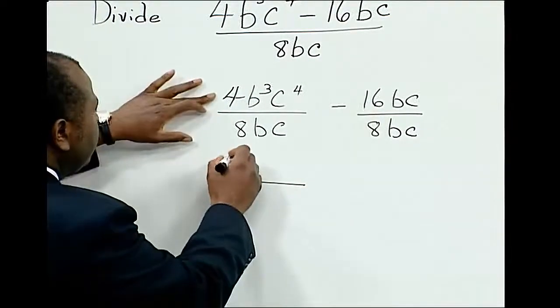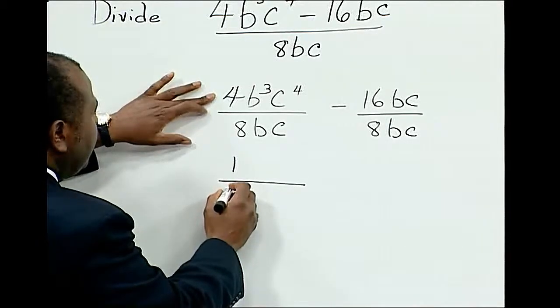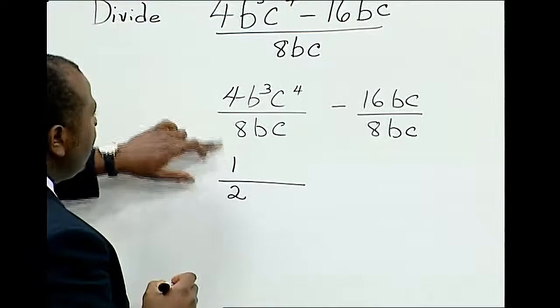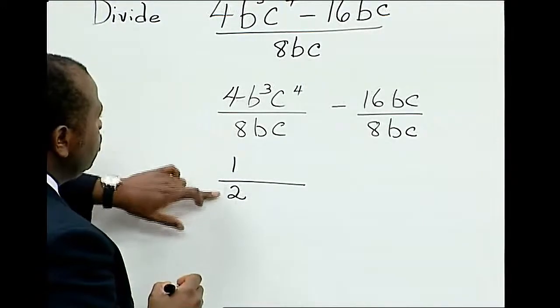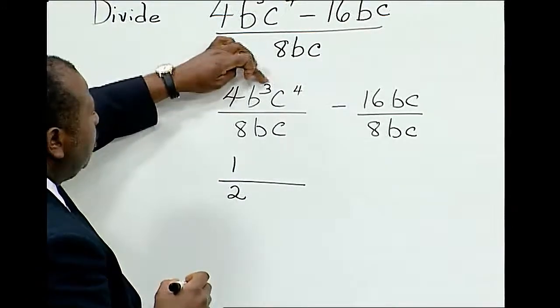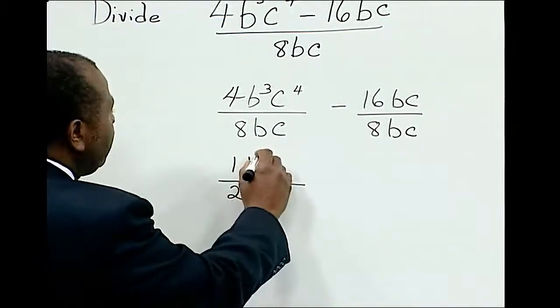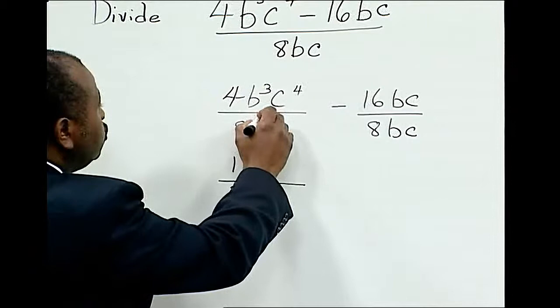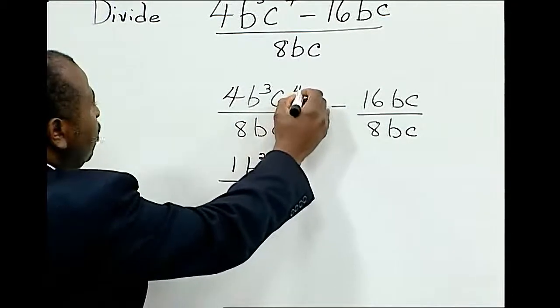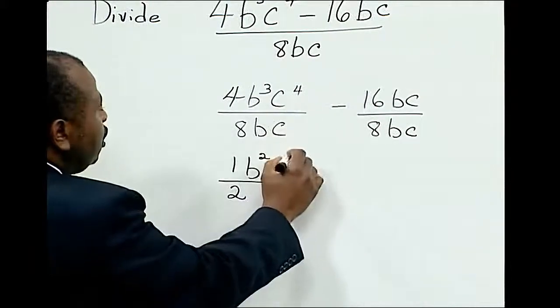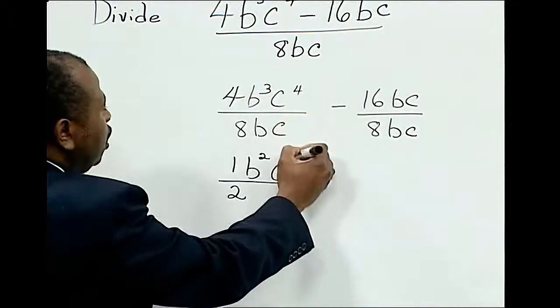Therefore, let's write 4 over 8 as 1/2 by reducing it down. 4 will go into 4 one time, 4 will go into 8 two times. B to the third power divided by b to the first power is equal to b to the second power. 3 minus 1 is 2. C to the fourth power divided by c to the first power is equal to c to the third power. 4 minus 1 is 3.